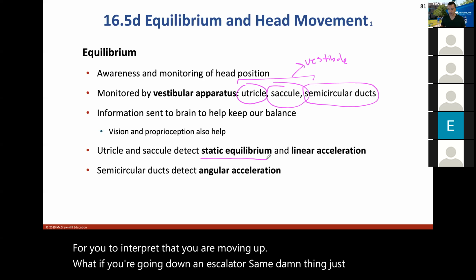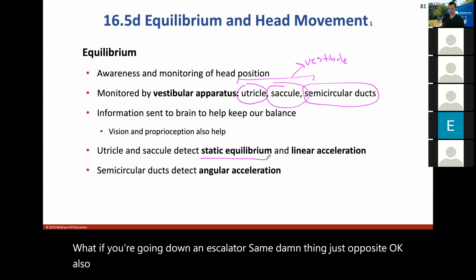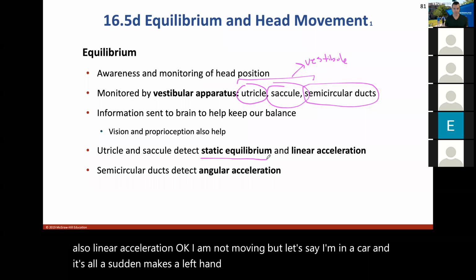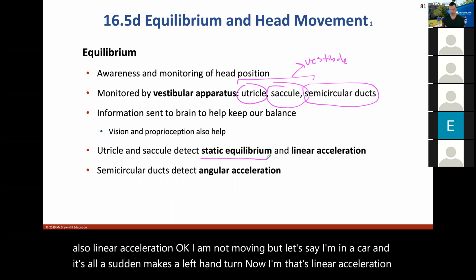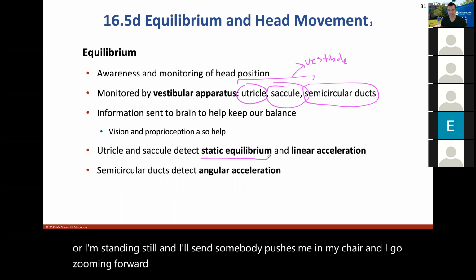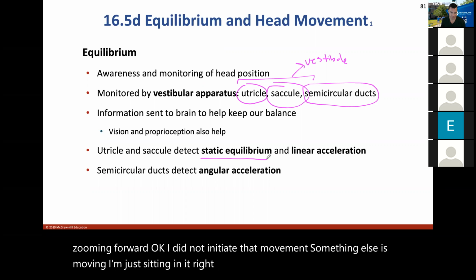Okay. Also, linear acceleration. Okay. I am not moving, but let's say I'm in a car and all of a sudden it makes a left-hand turn. Now that's linear acceleration. Okay. Or I'm standing still and all of a sudden somebody pushes me in my chair and I go zooming forward. Okay. I did not initiate that movement. Something else is moving. I'm just sitting in it. All right. There's your linear acceleration.